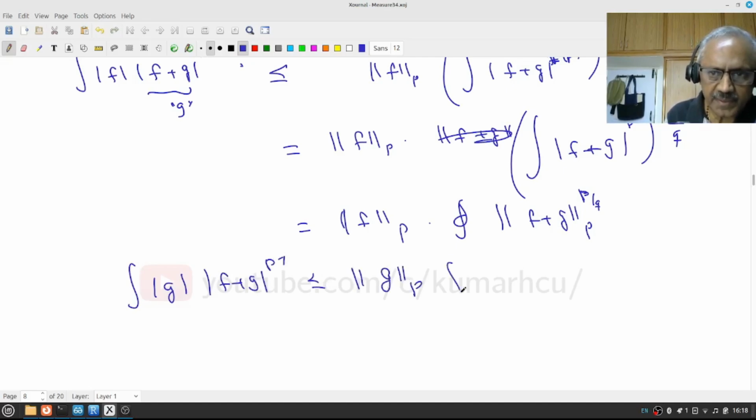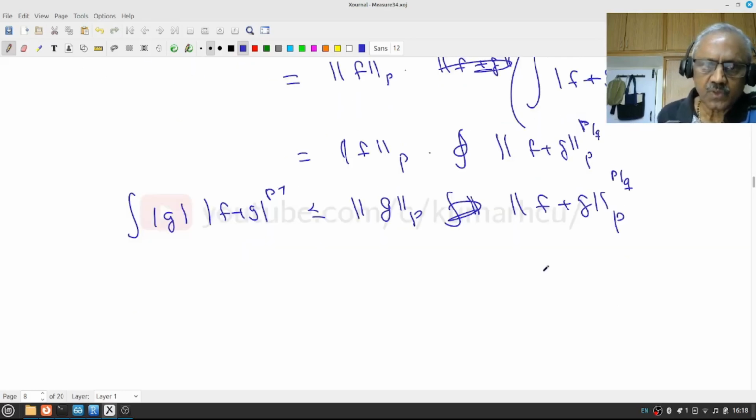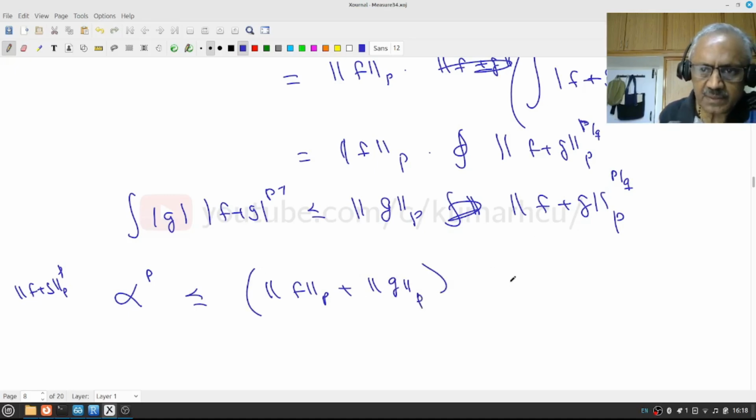Okay. Similarly, this, mod f plus g to the power p minus 1, is less than or equal to mod g to the power p, and the pth norm of f plus g to the power 1 by p by q. So what you have shown is alpha to the power p, that is the norm of f plus g to the pth power, is less than or equal to the LP norm of f and the LP norm of g multiplied by this, which is alpha to the power p by q.